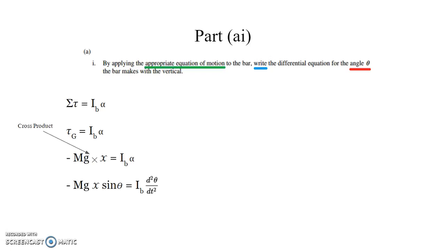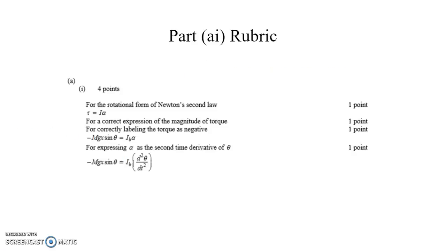So next we're going to be looking at part B. But before we do so, let's quickly look at the rubric and see what we would have gotten points for.